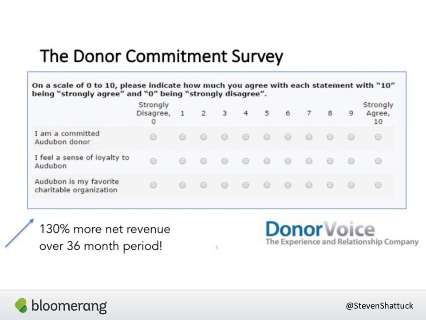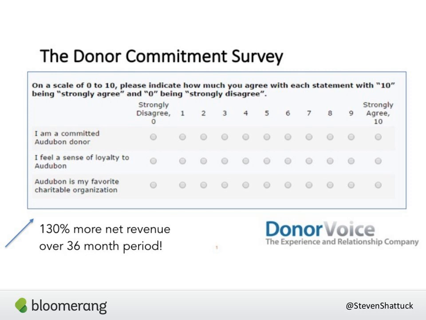If you ask them a simple 3-question survey, how committed are you? How loyal do you feel to us? And are we your favorite charity? If they give you 8s, 9s, and 10s, boom, that's your bequest marketing list. That's your major gift pipeline, perhaps. At least those are people you should be giving some additional stewardship to.